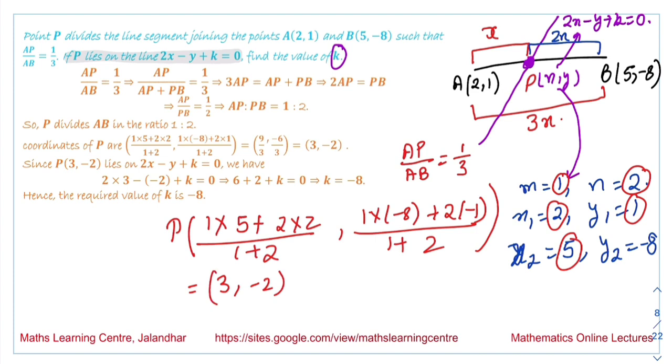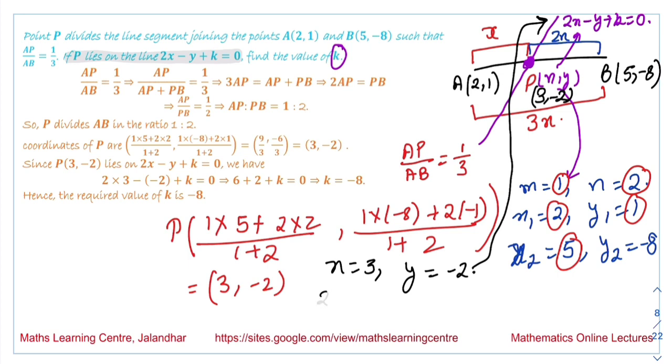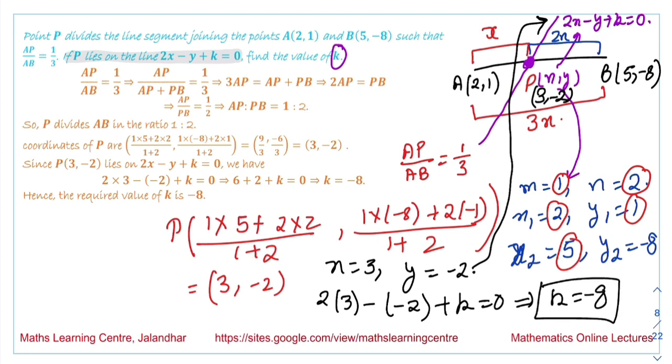We are saying the coordinates of this point are 3 comma minus 2. So the value of x is 3, and the value of y is minus 2. Now it is given that this point lies on this equation. It means these points will satisfy this equation. So when we substitute these values over here, we get 2 into 3 minus minus 2 plus k should be equal to 0. So this gives us the value of k as minus 8. So this is the value of k that we are obtaining, that the value of k should be minus 8.